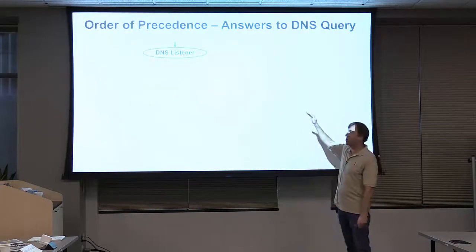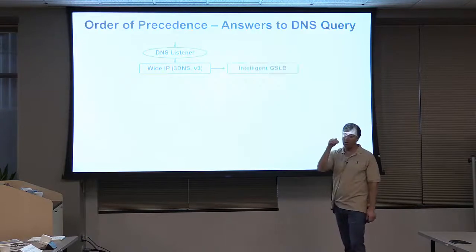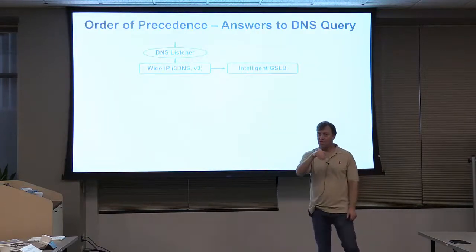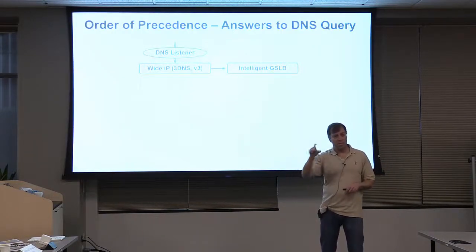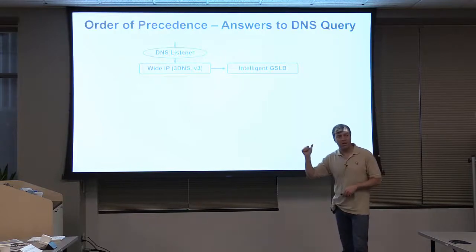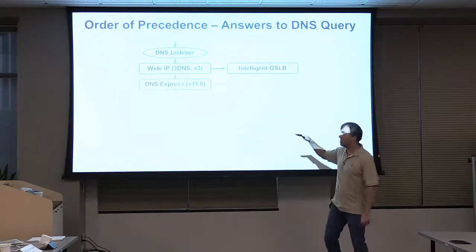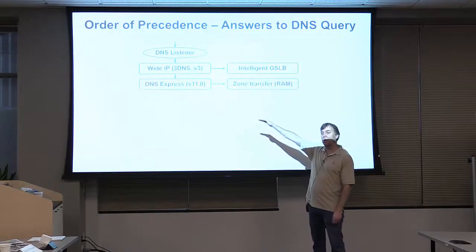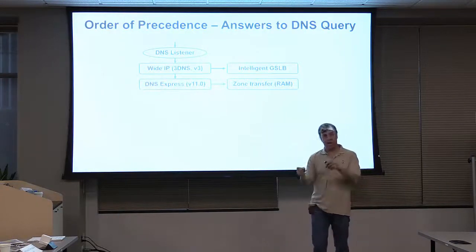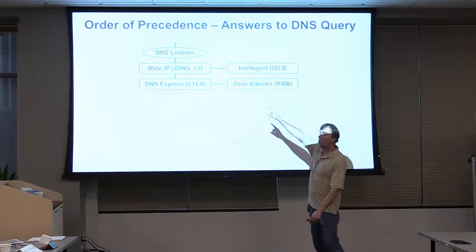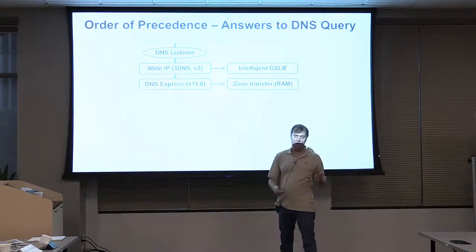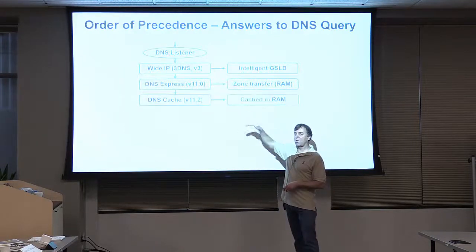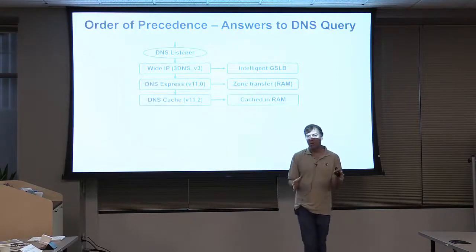So you go configure the listener. The first thing we're going to look to see if this DNS query matches is, do we have a wide IP? That's the global server load balancing intelligent resolution. If we do, that matches this name, then we're going to hand that out as the answer. Next thing is, do we have an entry in a DNS Express zone? If no wide IP matches, do we have an entry in a DNS Express zone? Yes, hand that out. Then we start looking at some of the caching entries we might have.